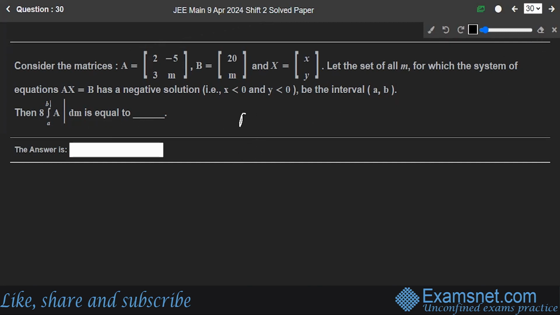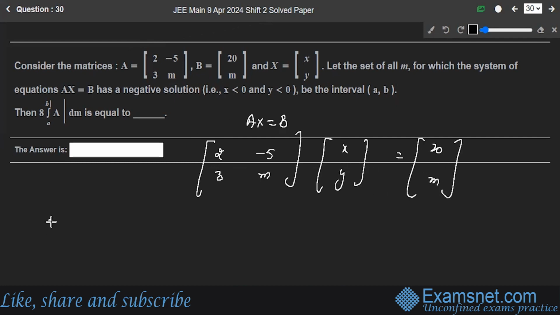Fine, I'll start with, you are given in the question that AX is equal to B. So let's multiply that. 2, minus 5, 3, m, and this is equal to 20, m. That will give you 2x minus 5y is equal to 20. Also 3x plus my is equal to m. Okay, so let's take the value of x from here and fill in this equation.